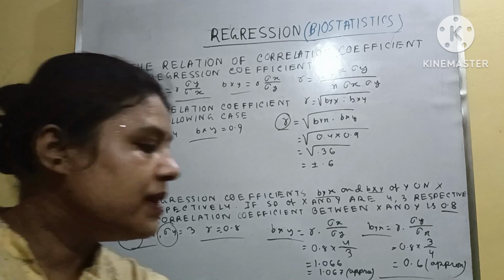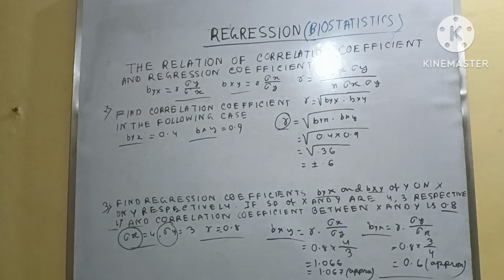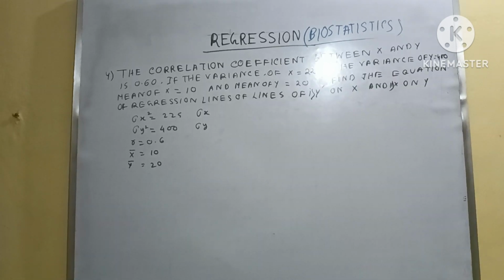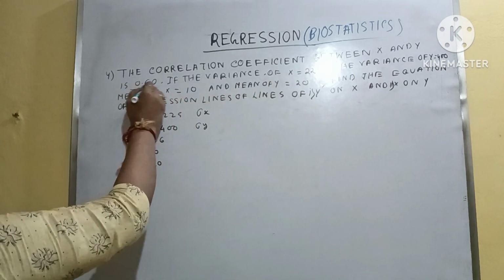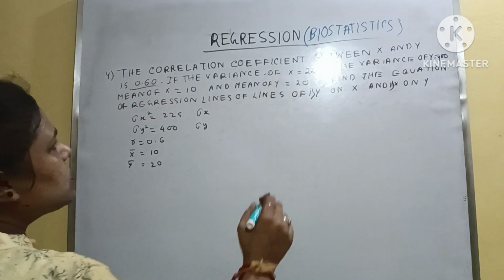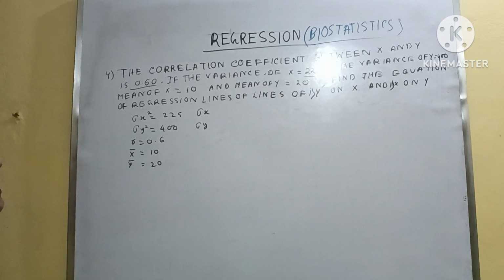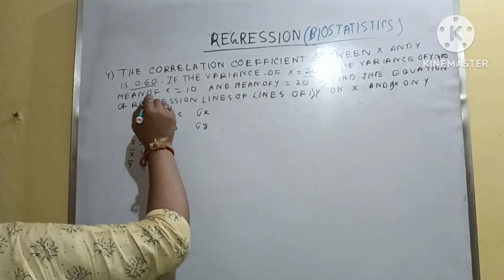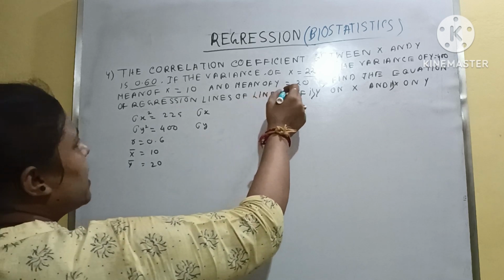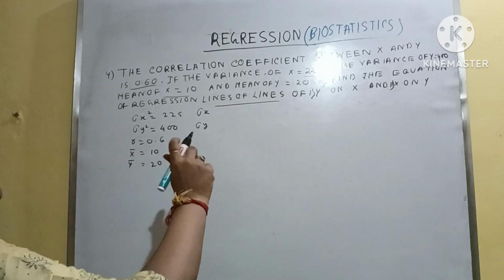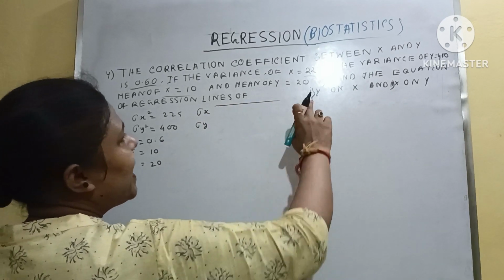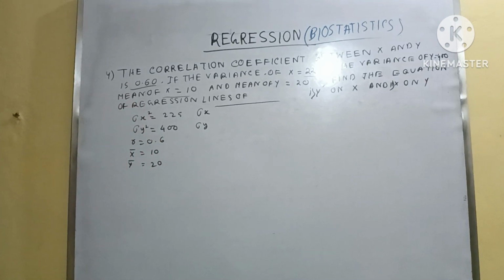So another problem now we will learn. This is another sum where the correlation coefficient between x and y is 0.60, and the variance of x is 225 and the variance of y is 400, mean of x is 10 and mean of y is 20. Find the equation of regression lines of y on x and x on y.